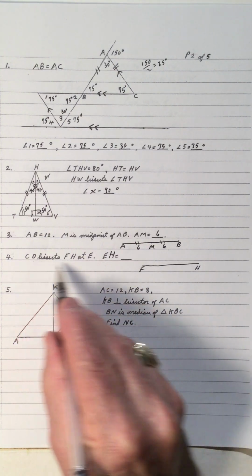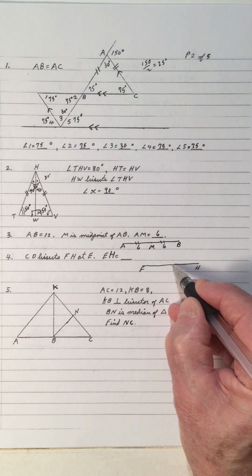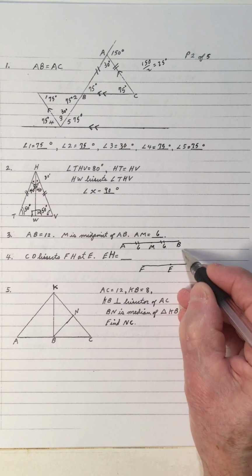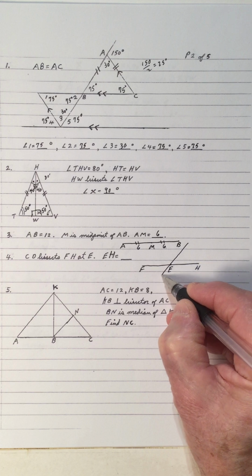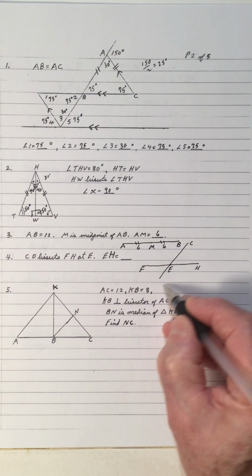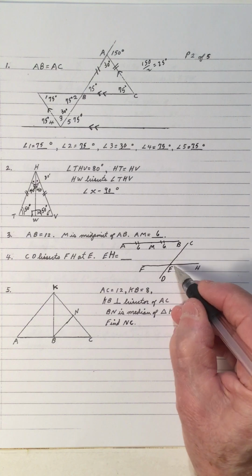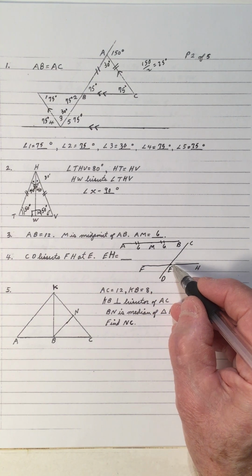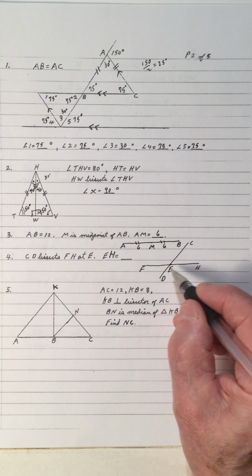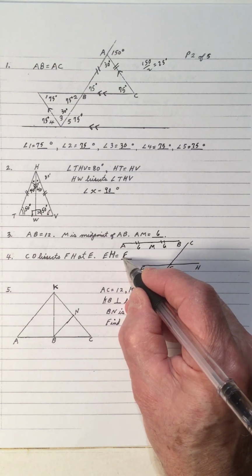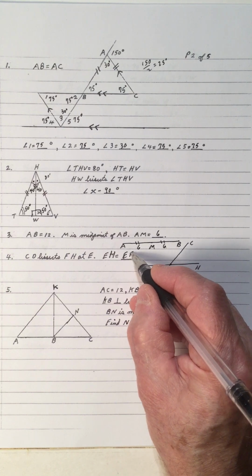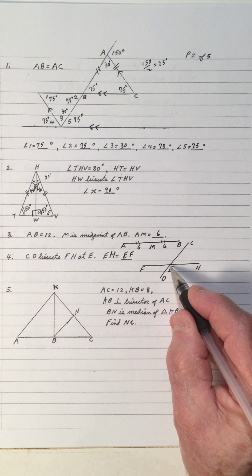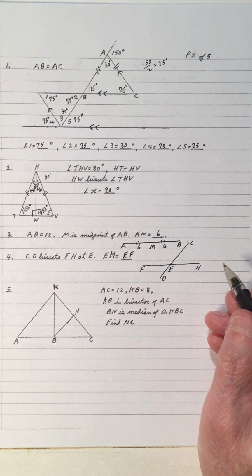And it says that CD bisects at E. To bisect, it must pass through the midpoint, so there's E. So if it bisects it, there it is. So this is CD. If CD bisects FH, E must be the midpoint. So that means that EH must be equal to EF, because a bisector passes through the midpoint. Bisect means to cut in half, so that means E must be the midpoint of FH.